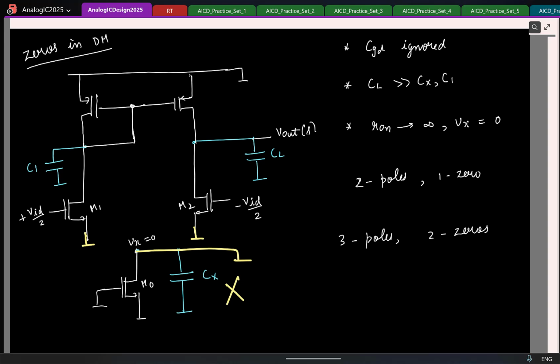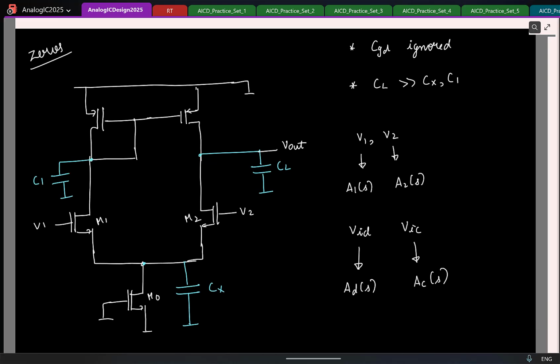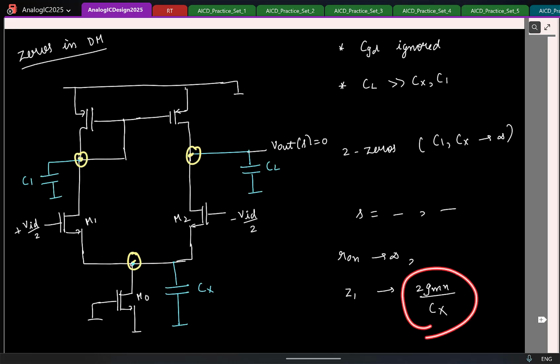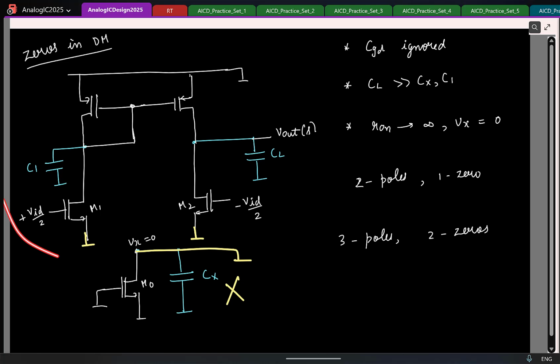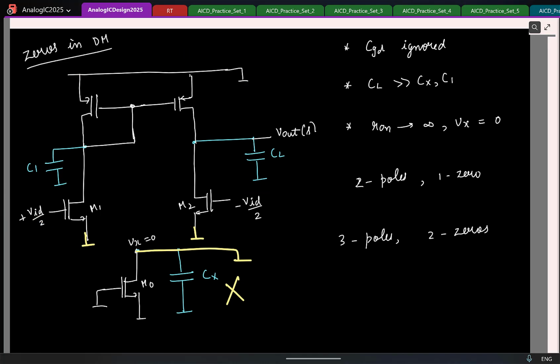So at least now I know information about one of the zeros, that for R naught being really large, one of the zeros will tend to 2 Gmn by Cx, right? That is the pole we computed here. So now at least I know approximately one of the zeros will be at this location for large values of R naught. So let's compute the other zero location by taking this simplified circuit. Okay. Whatever I've told so far, is it fine?